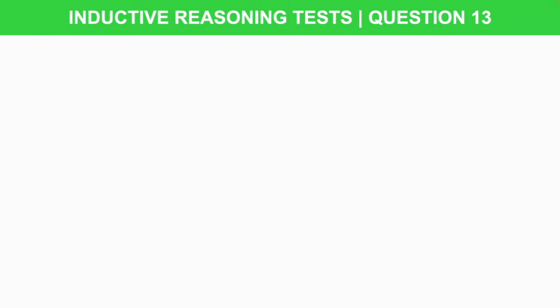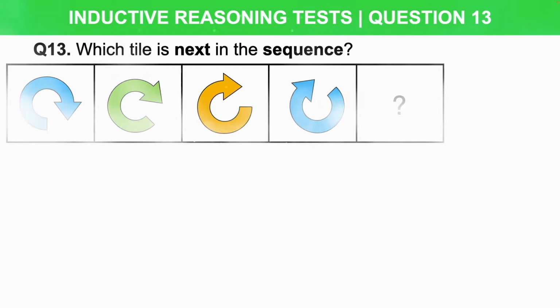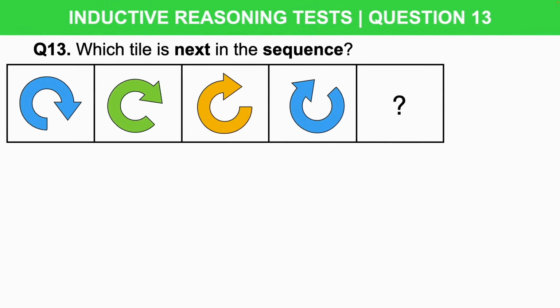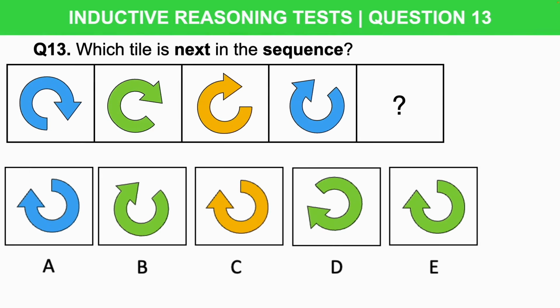Okay, let's move on to those inductive reasoning test questions. Question 13 is this. Which tile is next in the sequence? Here is that sequence of images, and you have answer options A, B, C, D, or E to choose from.